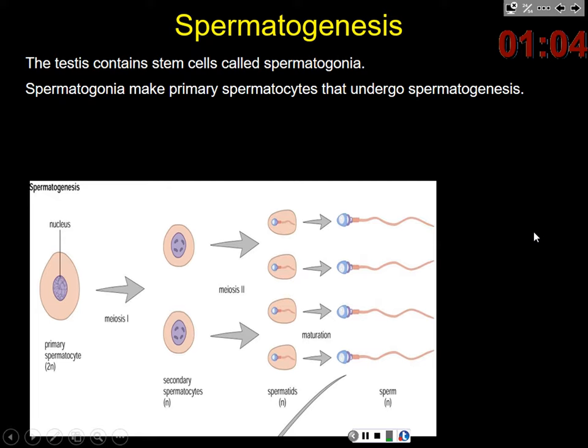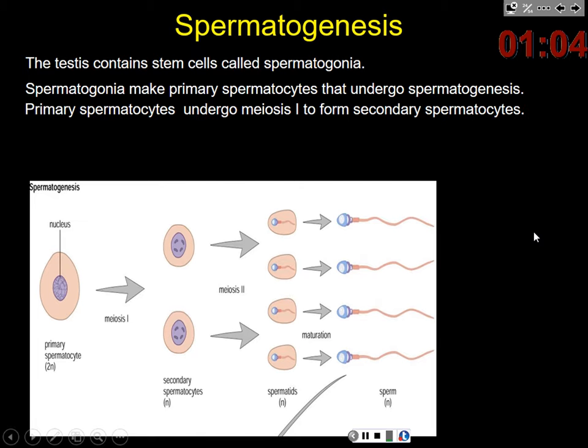What's the purpose of meiosis 1? Separate the homologous pairs. So in this secondary spermatocyte, I get half of the pairs, and in this secondary spermatocyte, I get the other half, right? If this were human, I'd have 46 here, 23 and 23. These primary spermatocytes undergo meiosis 1 to form those 2 secondary spermatocytes.